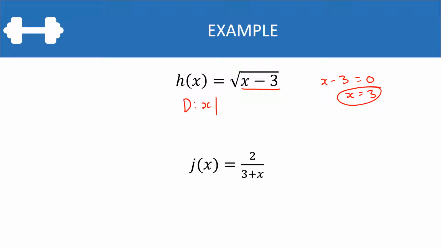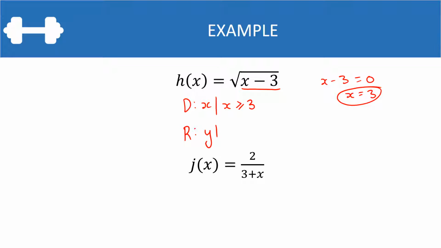So this tells me that my domain has to be set so that x is chosen such that x is greater than or equal to 3. If I pick anything less than 3, this function is not going to work. Now for my range, I can't tell it necessarily by looking at the equation and crunching some numbers.